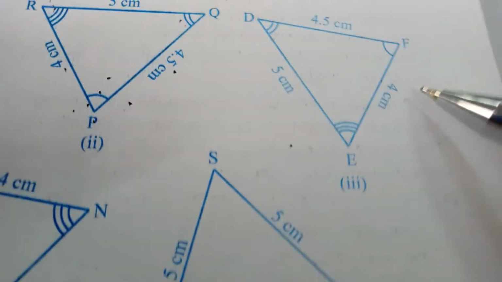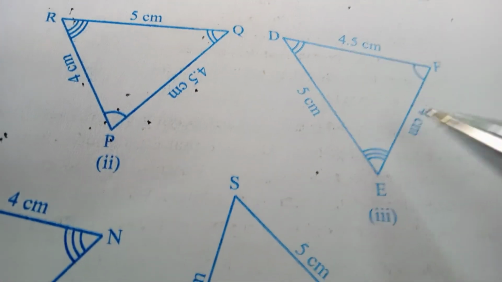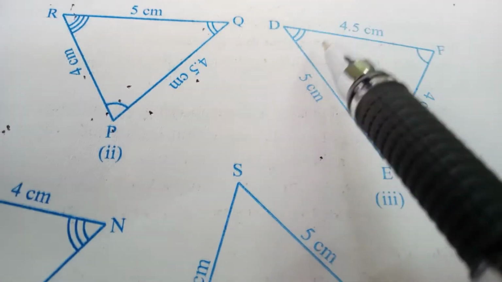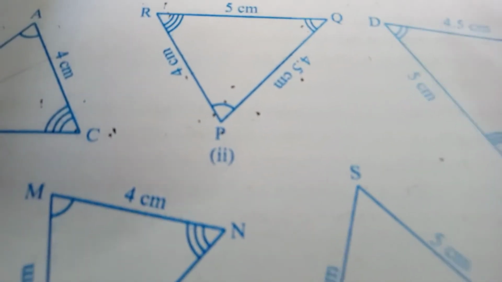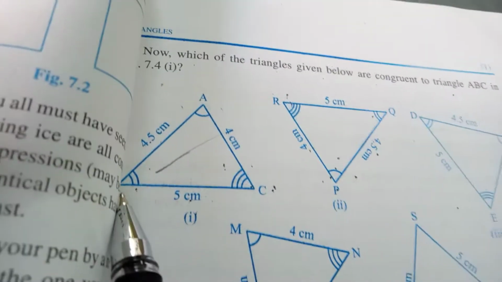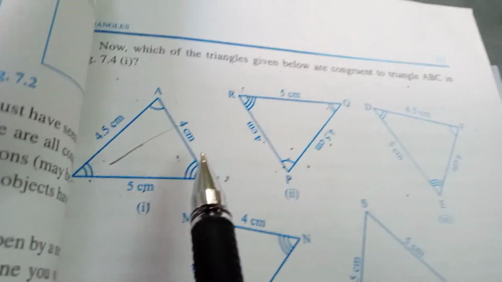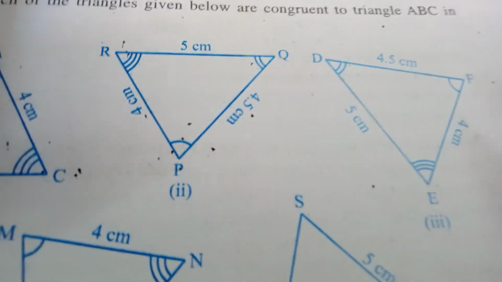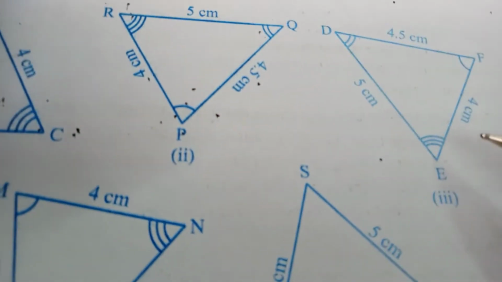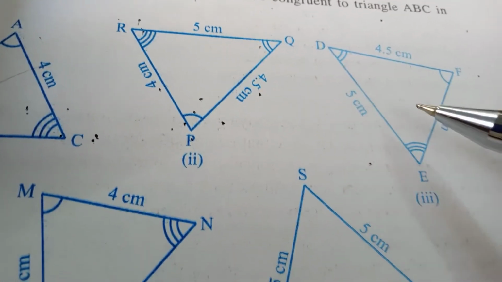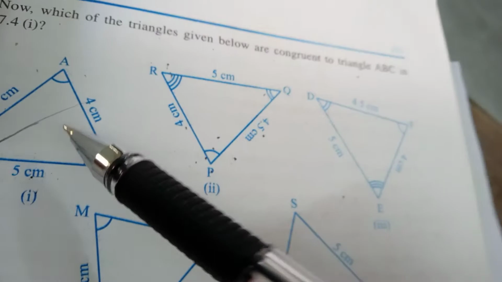Now let's see the third one. In the third one you see the dark figure here, 4.5. See, DF is 4.5 and AB is also 4.5. In the same way DE is 5 centimeter, BC is 5 centimeter, AC is 4 and FE is 4. Got it? So we can say that the third figure is also congruent to the first one.